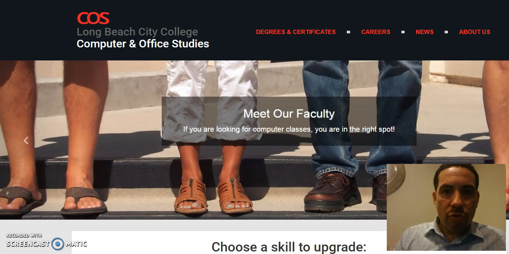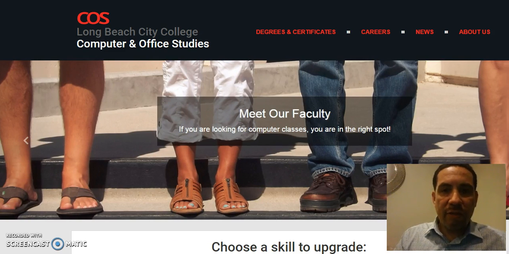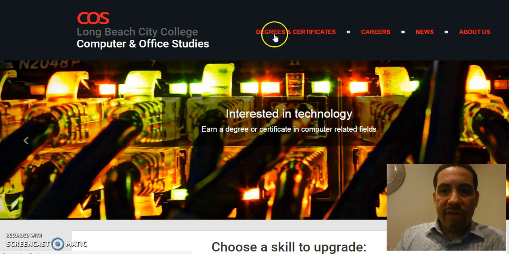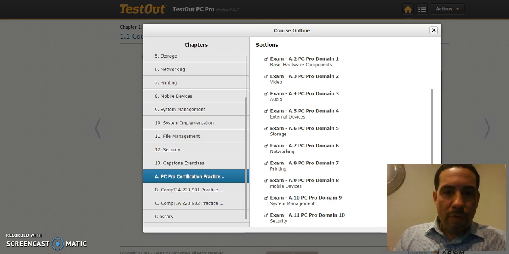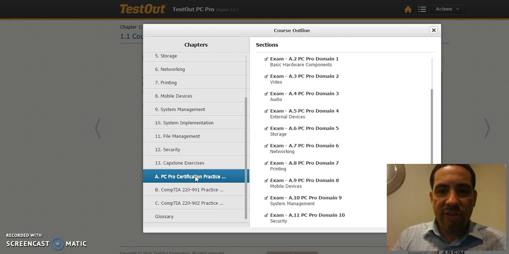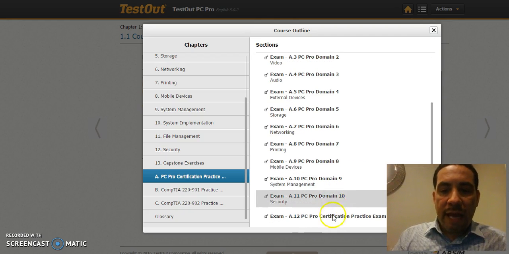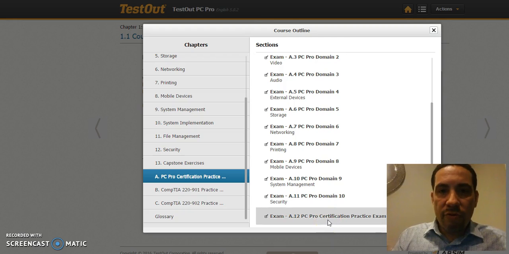So just to kind of go over a few things, let's go to Test Out. If you navigate or log into Test Out, you would go all the way down to where it says PC Pro Certification Exam. You'll notice there's 1 through 10 domains, and then once you're done with 1 through 10, what you'd want to do to prepare yourself would be to take the PC Pro Certification Practice Exam.